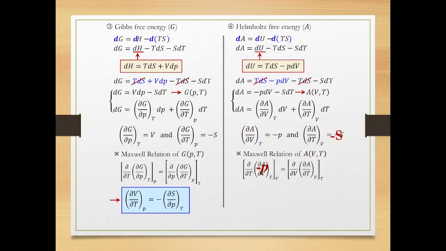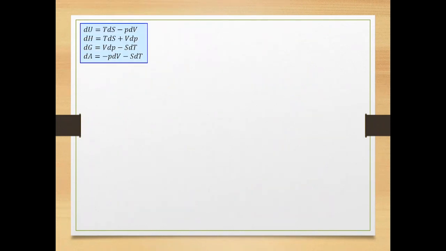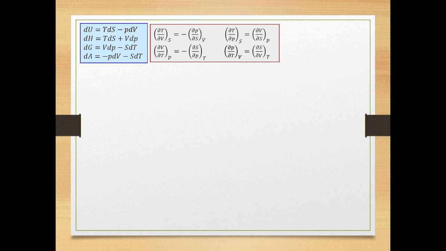Plug these into the Maxwell relation. The negative signs on both sides are cancelled. It leads to the partial derivative of P with respect to T at constant volume equals the partial derivative of S with respect to V at constant T. This is another form of Maxwell relation of Helmholtz free energy. These four differentials and their Maxwell relations are very useful for problem solving, and consequently, you should keep them in your mind. I briefly mentioned the internal pressure previously.